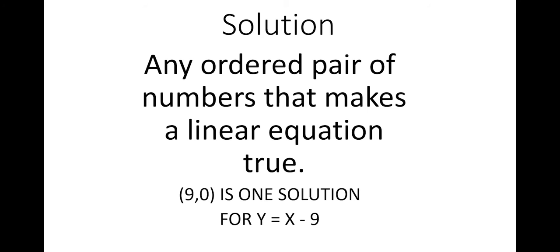Or when we do our table of values, when adding or subtracting by a constant number, does that point fall in the table? If it does, then it's a solution. So solution, any ordered pair of numbers that makes a linear equation true. So the left hand side has to equal the right hand side, or it has to lie on the line, or in the table. So here the question is, is 9, 0 one solution?